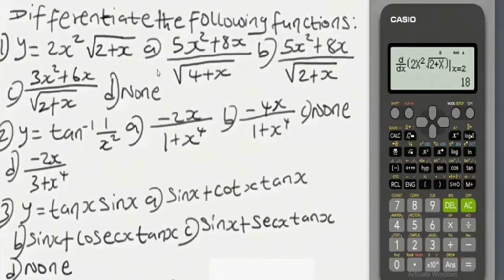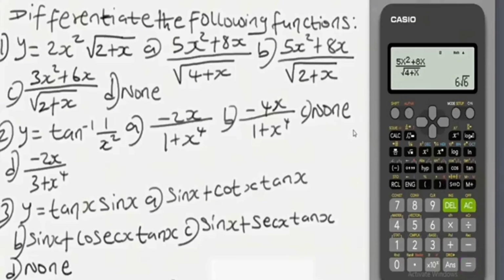Right now we're going to simplify the options. Anyone that gives us 18 will answer this question. It's as simple as this, guys. So we begin with option A. It's a fraction. We have 5 x squared, alpha and this button, plus 8x, press alpha and this button, over square root of 4 plus x, alpha and this button. So that's it, guys. Let's press equal to now.